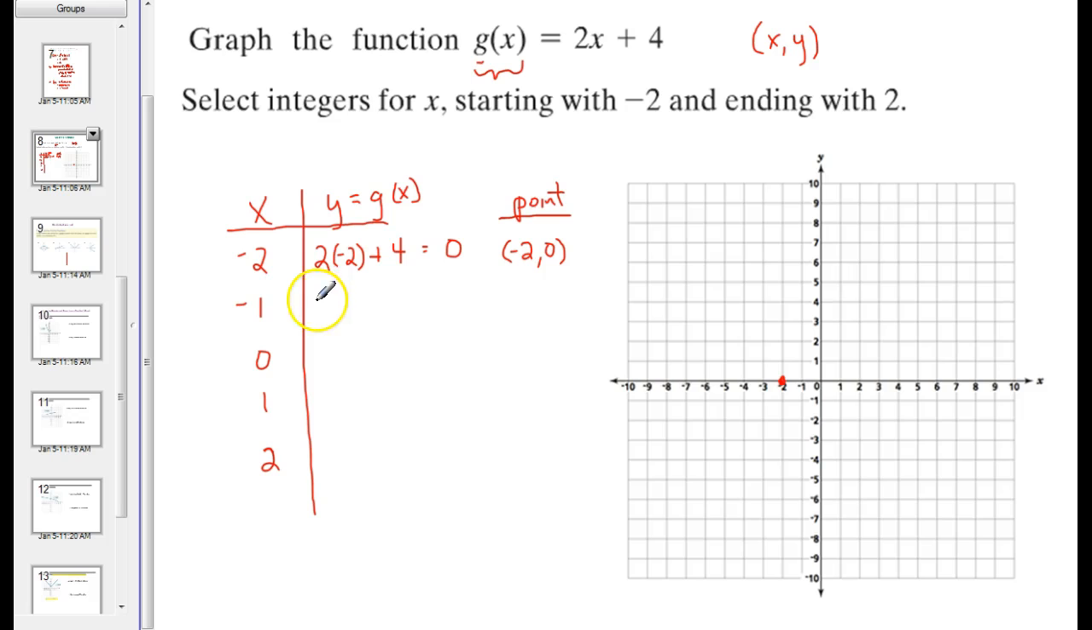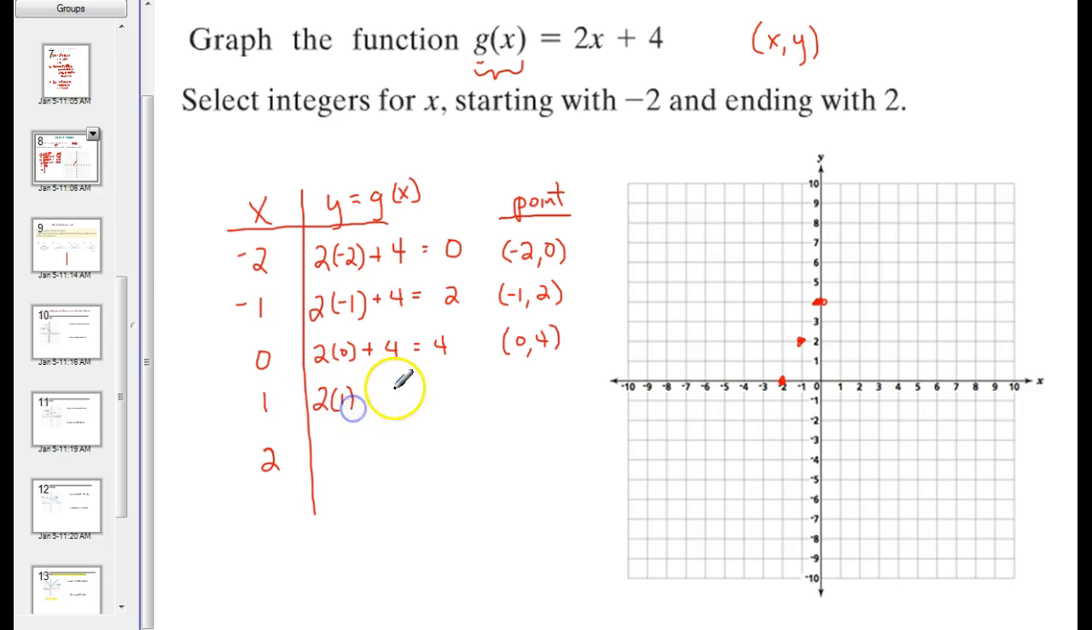Okay, when I plug in -1 into what the function's commands tell me to do, -1 times 2 is -2, plus 4 is +2. So the point is -1, 2. Alright, when 0 goes in, 2 times 0 is 0, plus 4 is 4. So the point to plot would be 0, 4.